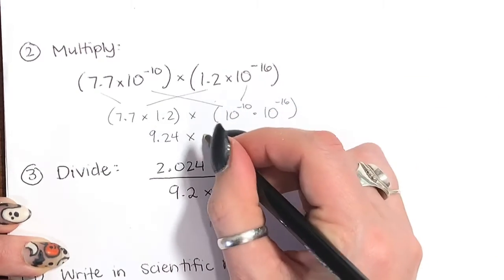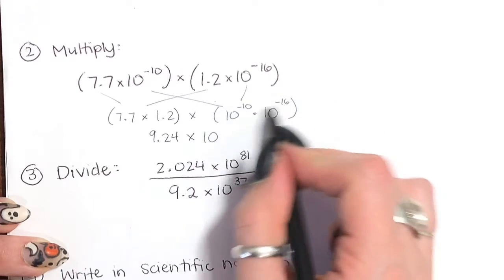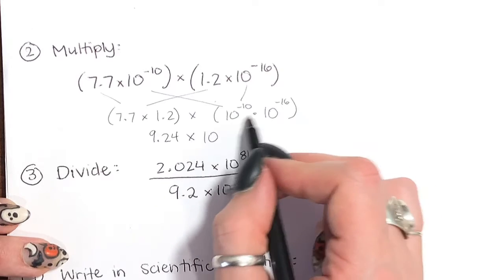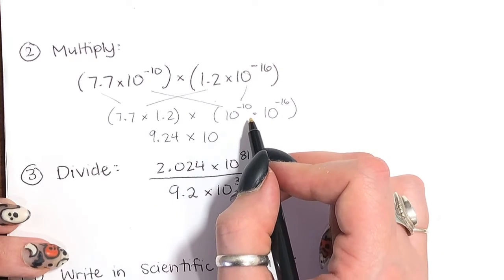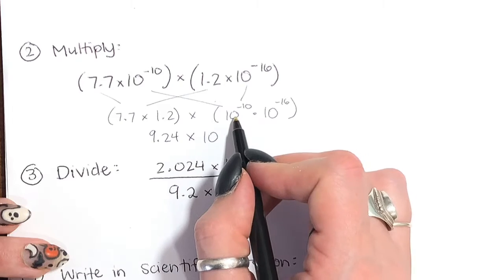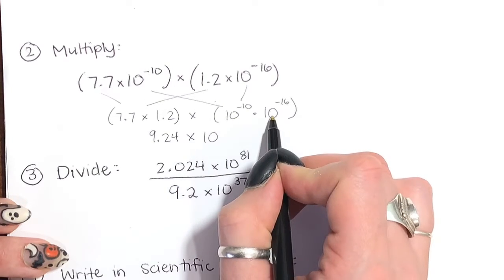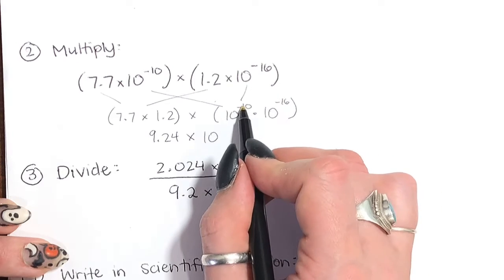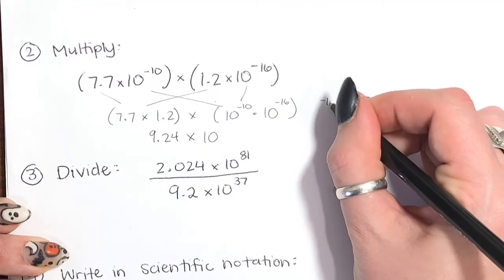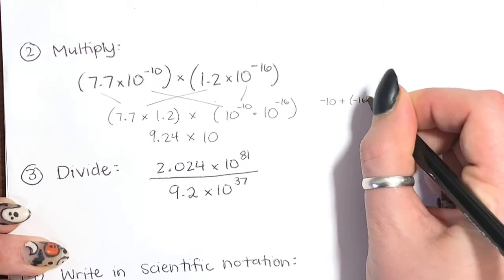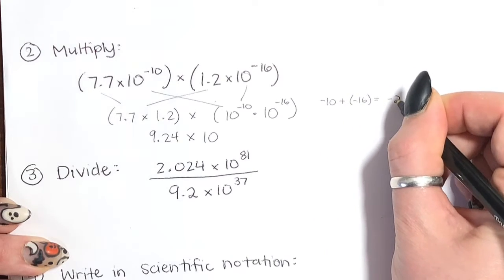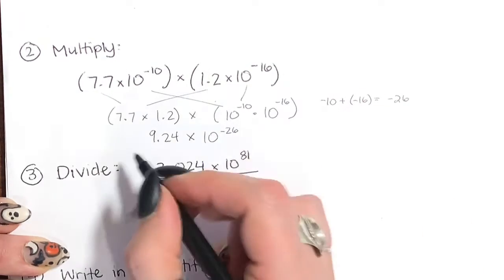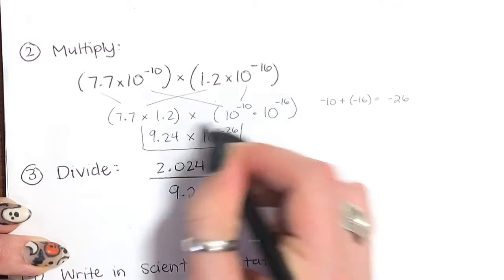And then we'll have our times 10, but we need to regroup our exponents. Another reason we're doing scientific notation in this section is because this is one of our exponent rules that we learned on the first day of this unit. We have the same bases here, a 10 and a 10. Whenever you multiply two of the same base, you add their exponents together. So if I do negative 10 plus a negative 16, that's going to equal a negative 26. So that's going to be my exponent, and that would be my final answer.